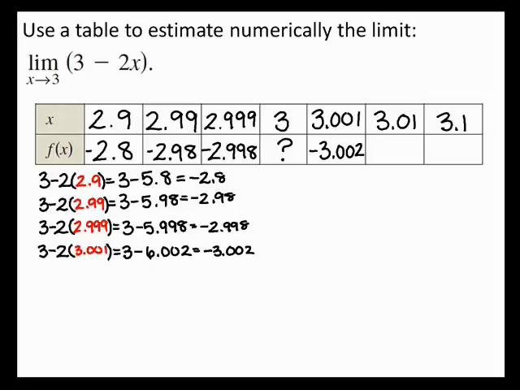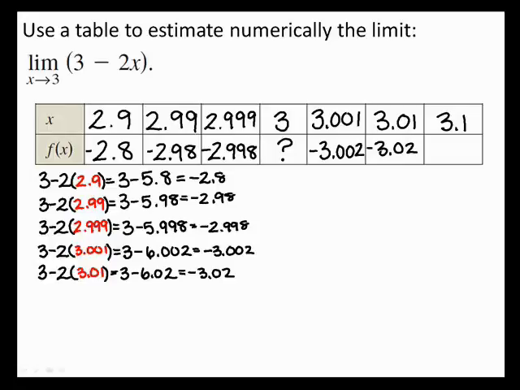Substitute 3 and 100th into 3 minus 2x. Simplify negative 2 times 3 and 100th. Simplify 3 minus 6 and 2 hundredths. You find that f of x is equal to negative 3 and 2 hundredths.